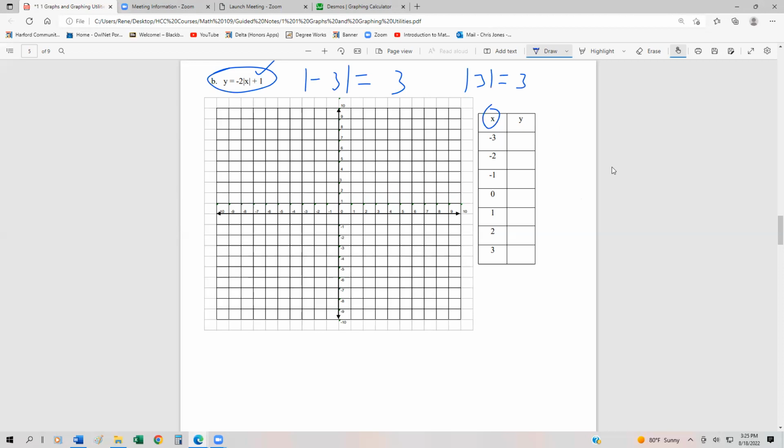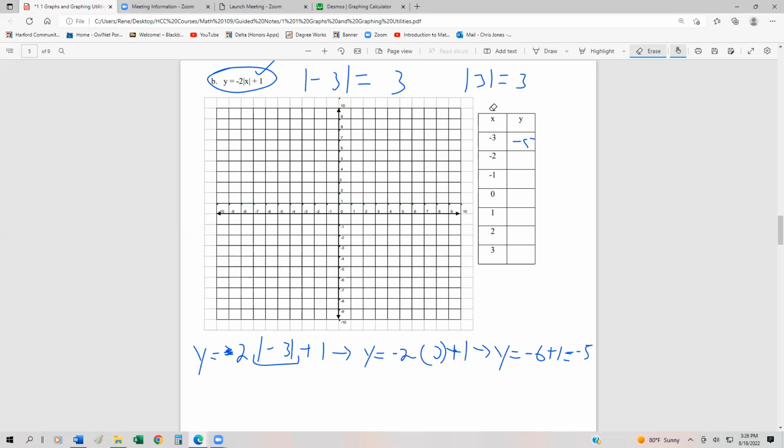So if we evaluate, let's substitute -3 back in first. So we get y equals -2 times the absolute value of -3, plus 1. And remember our order of operations, we're just going to take what's in the parentheses and evaluate that first. And so this now becomes y equals -2 times, the absolute value of -3 becomes +3, plus 1. Order of operations now says to multiply. So this is going to become y equals -6 plus 1, or -5. And so now we have the ordered pair -3, -5, that exists on whatever the shape of this equation is going to be. And we're going to follow suit.